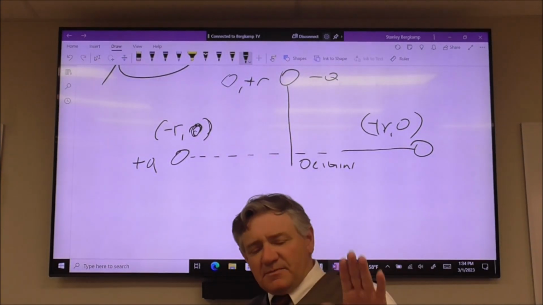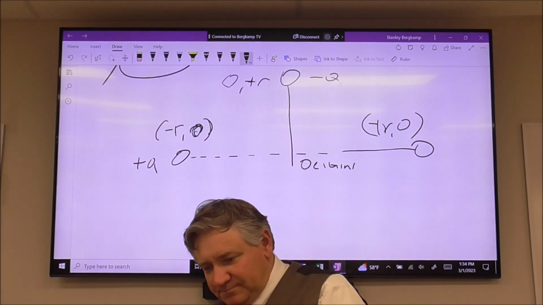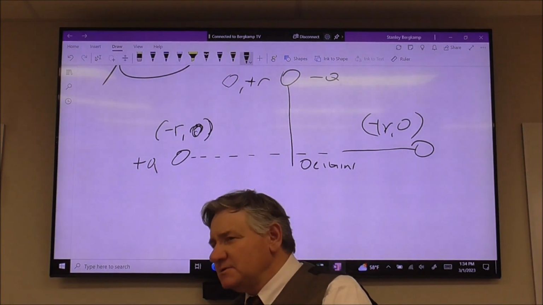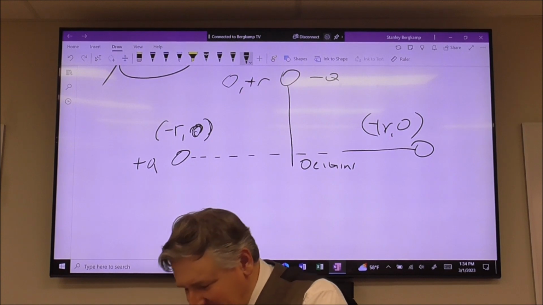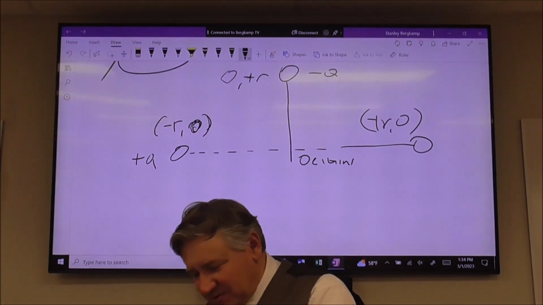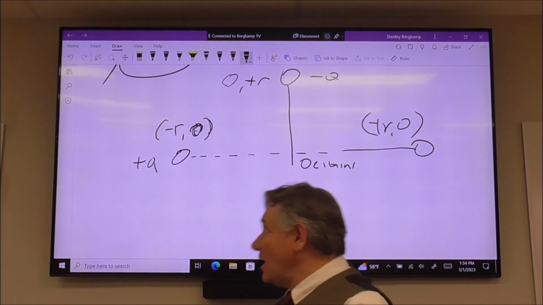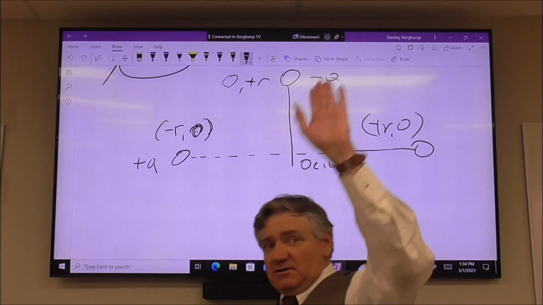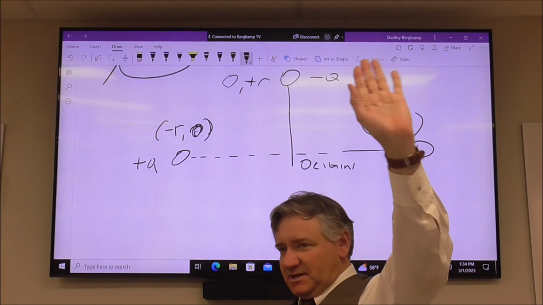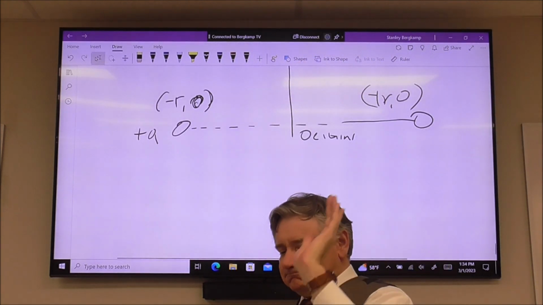Okay, so let's talk about that first big question. And I promise you, this is so important that you get this idea of fields. So, for now, let's leave out the top charge. Don't worry about the top charge, pretend that that's not there. Boom, gone. Okay?